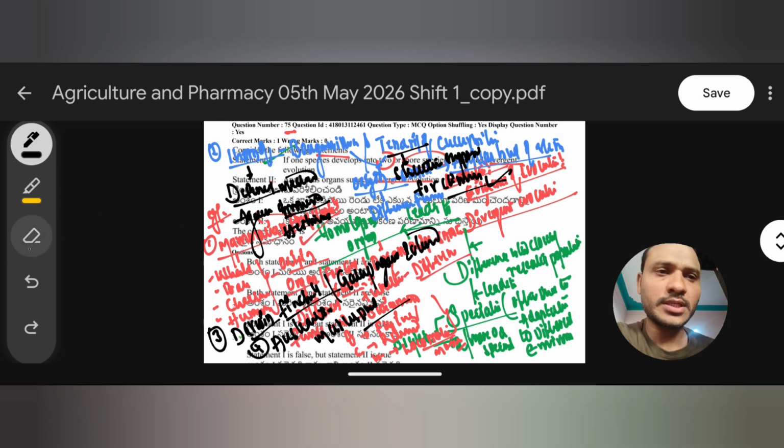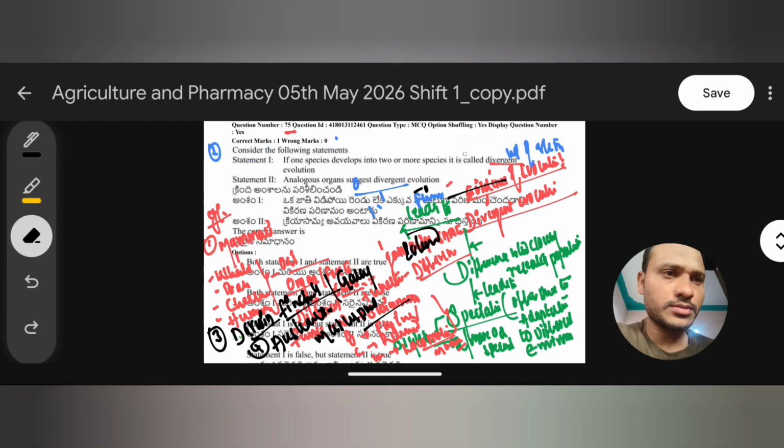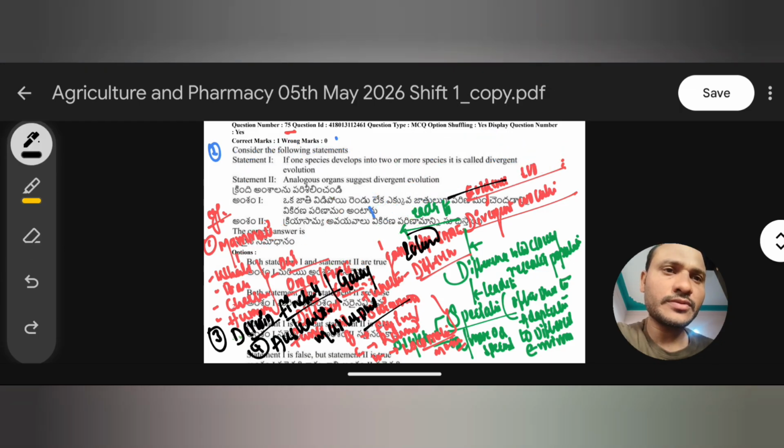So let's start the analysis of these two statements. Read once. Statement 1: if one species develops into two or more species, it is called divergent evolution. Yes, sure. It leads to speciation. The main reason for speciation is divergent evolution. So this statement is right.